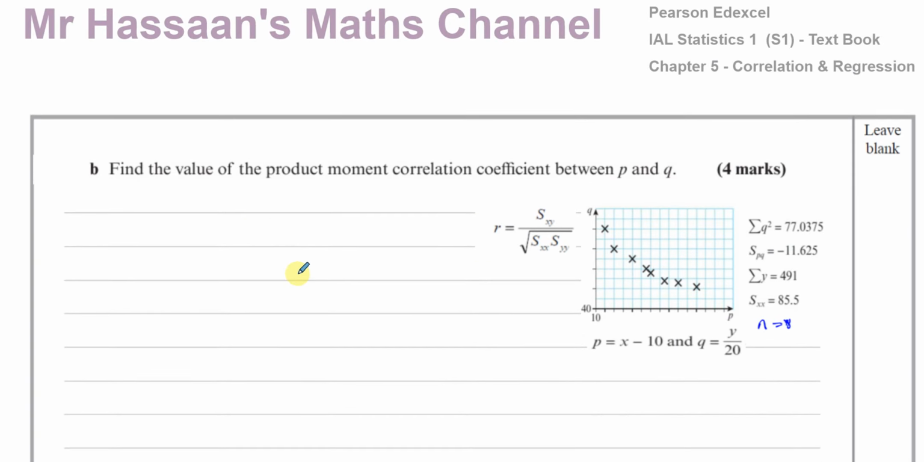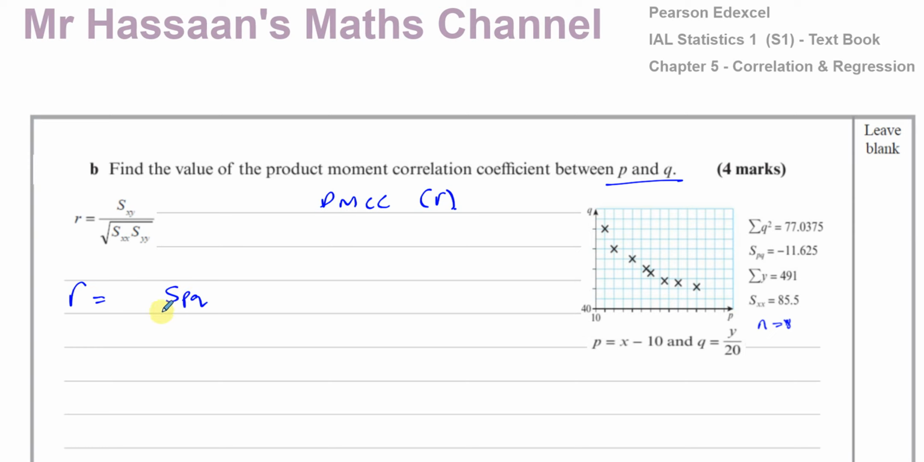It says find the value of the Pmcc, the product moment correlation coefficient between P and Q. Now we're given this formula in the formula book. This is the formula for the Pmcc. Pmcc is given the symbol r, which is how x and y vary over the root of how x varies with itself times how y varies with itself. In this case, we've got to find between P and Q. So for us, what they want to find is Spq over the square root of Spp times Sqq.